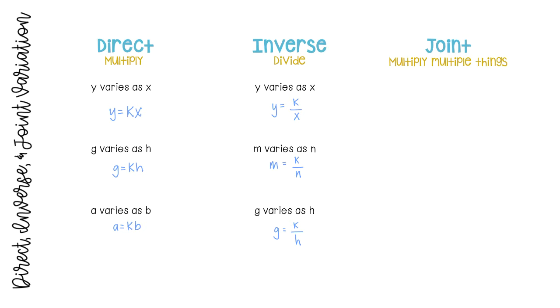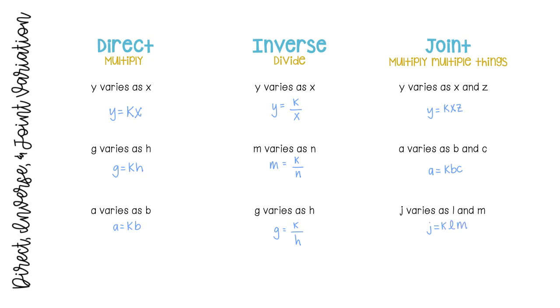Lastly, we have joint variation, which means to multiply multiple things. So for instance, in this example, I would have y varies as x and z. So we're going to multiply k times x times z. A varies jointly as b and c. That's going to look like a equals k times b times c. And last example, j varies jointly as l and m. J equals k times l times m.